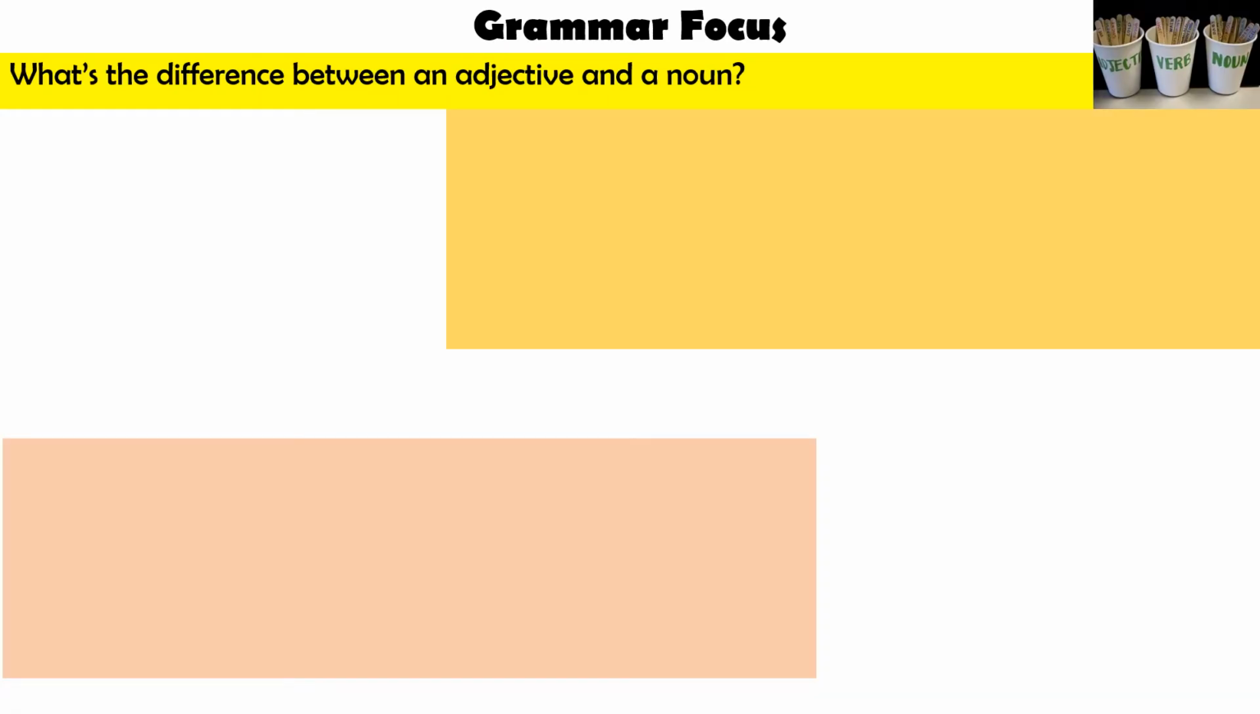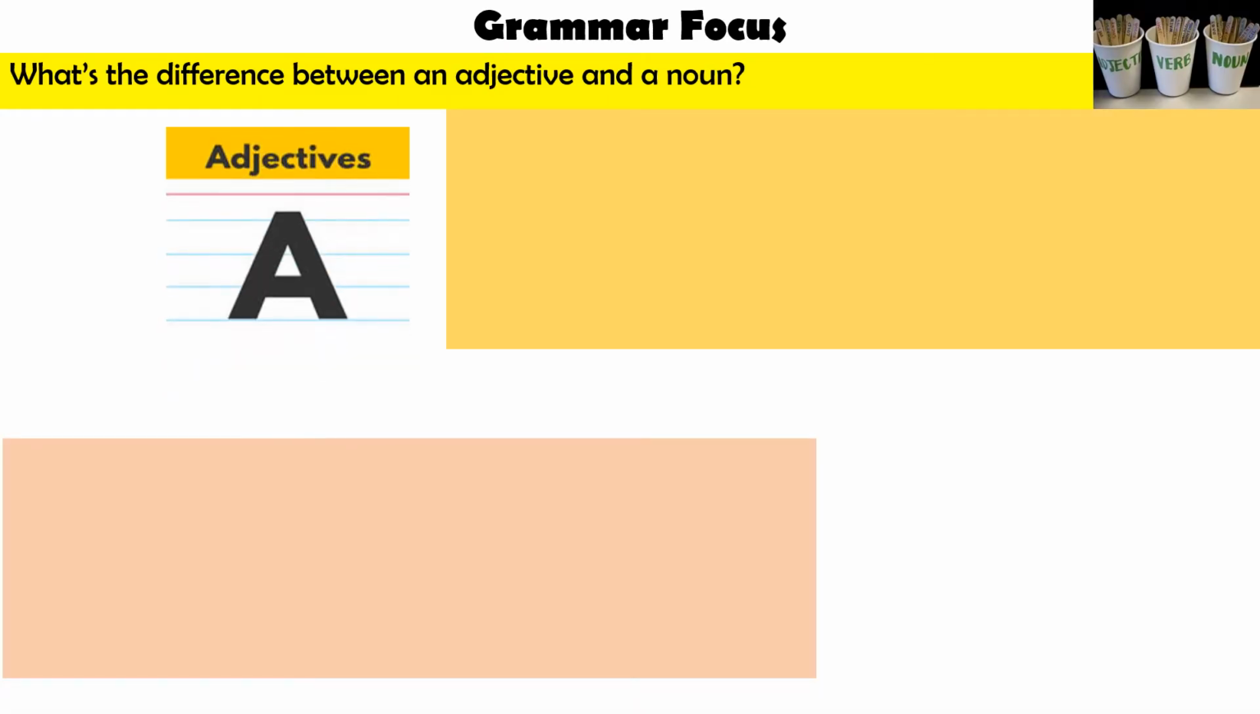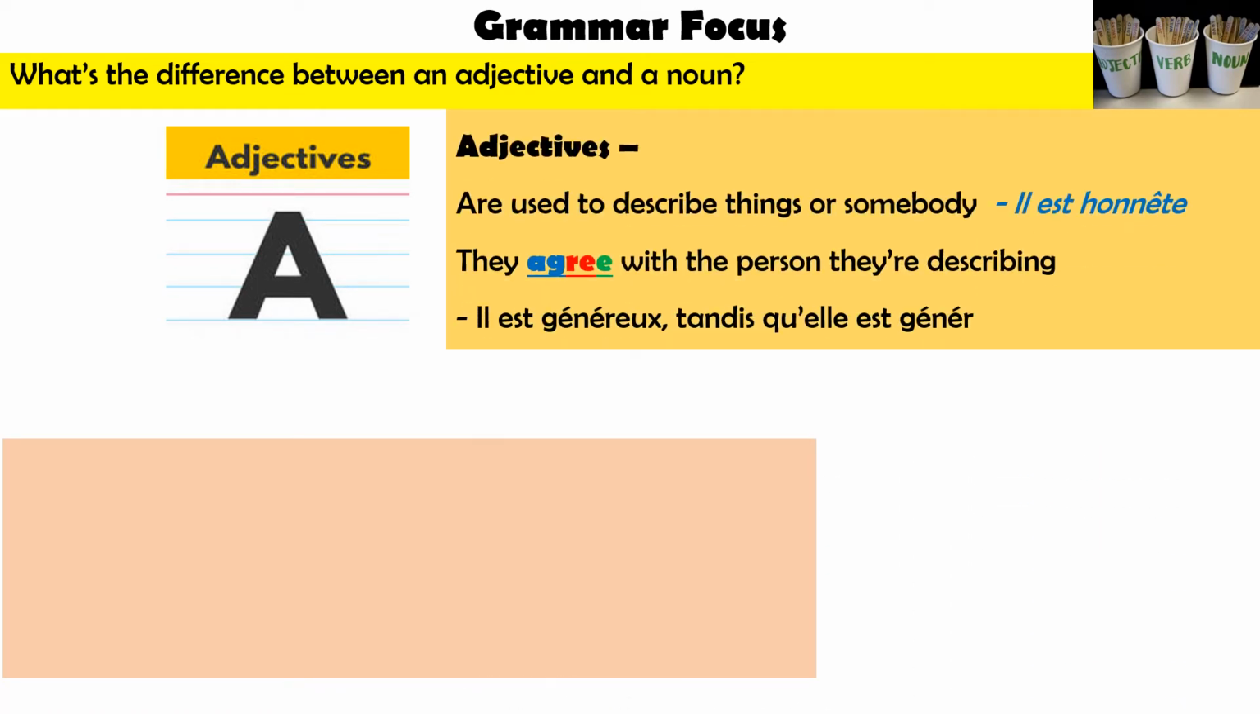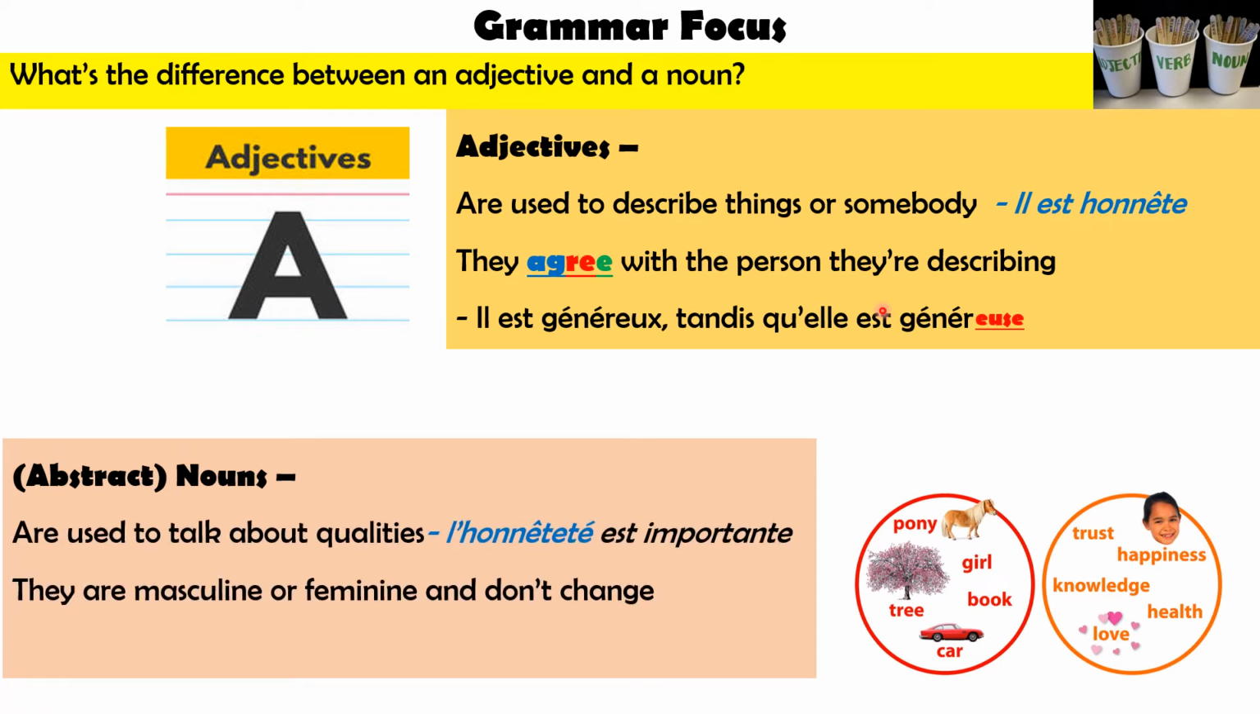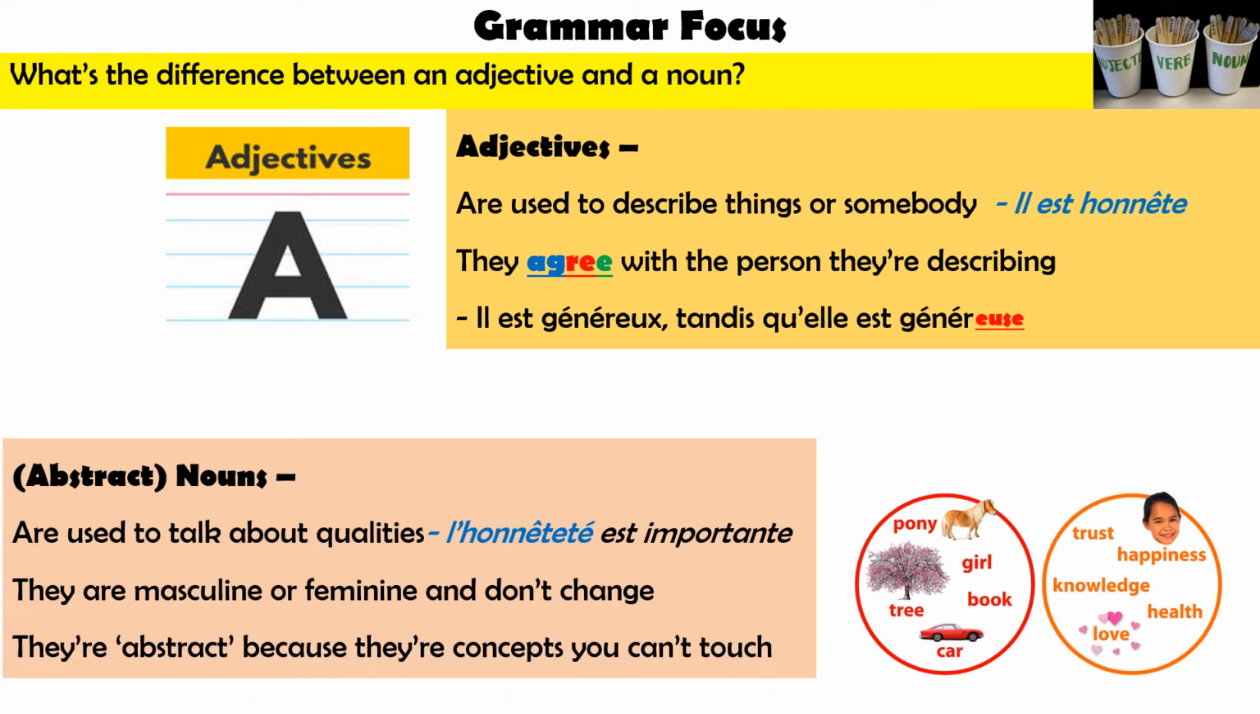Alors, le premier, this is all you need to know. What we're looking at today is the difference between adjectives and nouns. So remember, an adjective is a describing word. It needs to agree in French. So, il est généreux, tandis que, which means whereas, elle est généreuse. Voilà. With a noun is very different. We're using abstract nouns today. So, they talk about qualities. So, être honnête is to be honest. Honesty is l'honnêteté. Voilà. These don't change for masculine and feminine because they are either masculine or feminine.